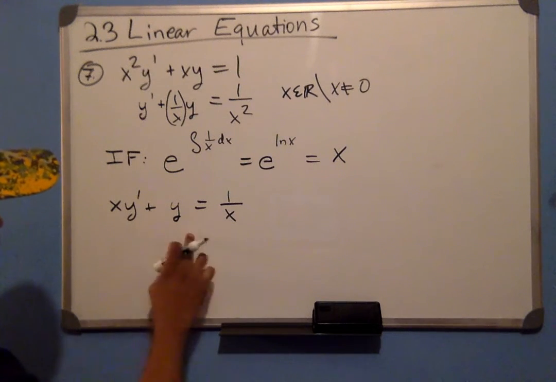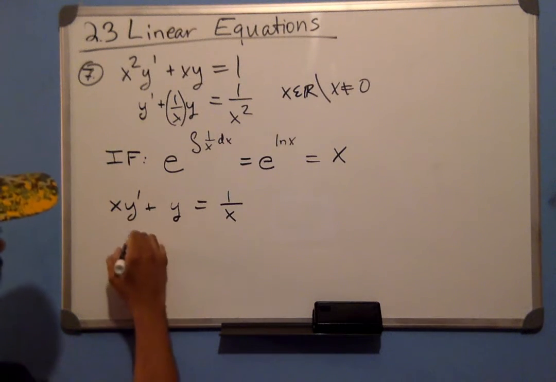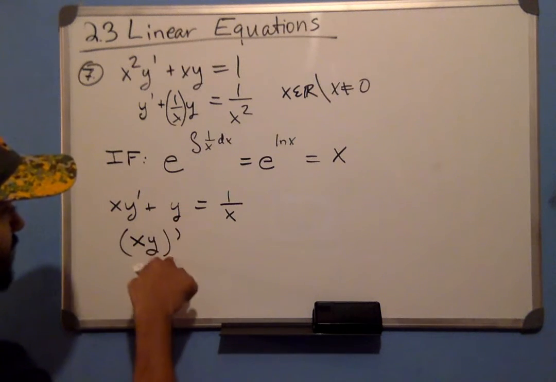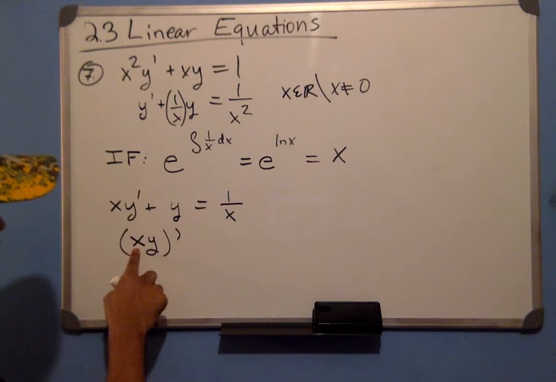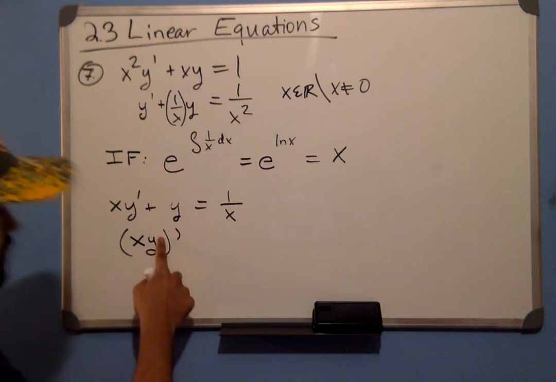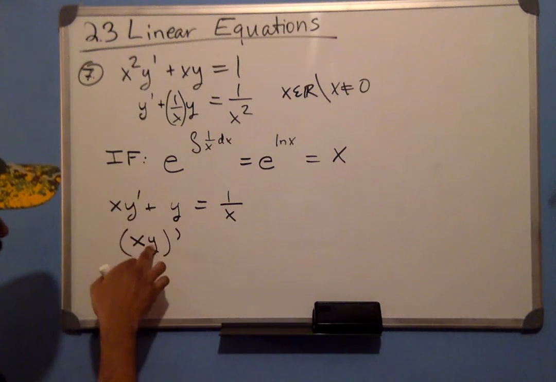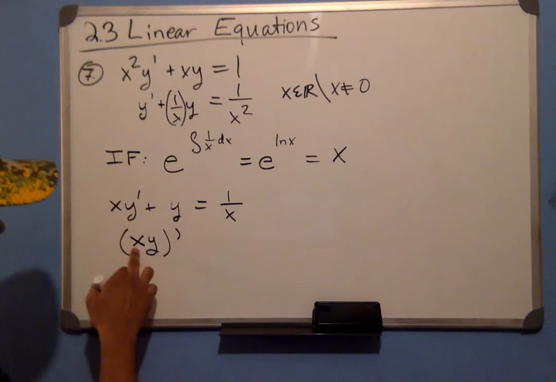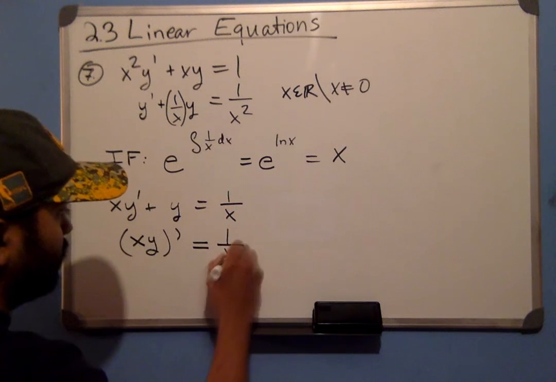What I noticed right off the bat is I could write x, y all primed, and that's going to give me this term over here. Because if I follow the product rule, I take the derivative of the first times just the second one plus the derivative of the second times just the first one. If I take the derivative of the first, it becomes 1 times y, my term is here. And if I take the derivative of the second, I get y prime times x over here. I could write this out as equal to 1 over x.